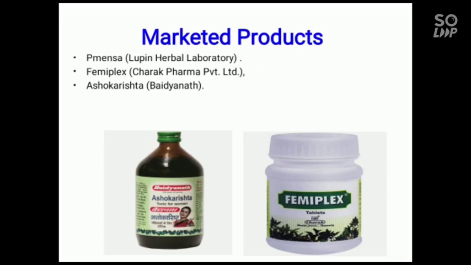Then the marketed products. The Mensa from Lupin Herbal Laboratory, then the Femiplex from Charak Pharma, then the Ashoka Rishta from Baidyanath.